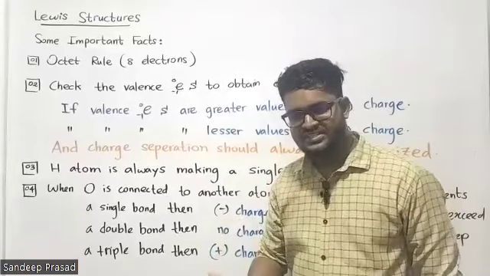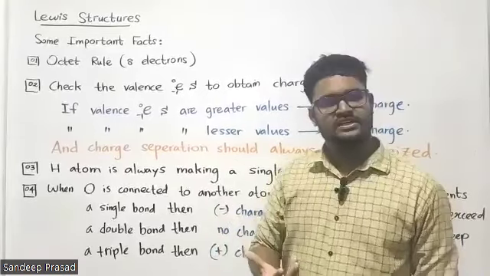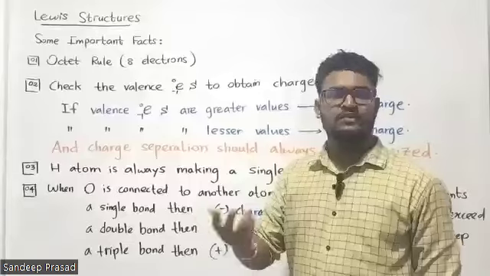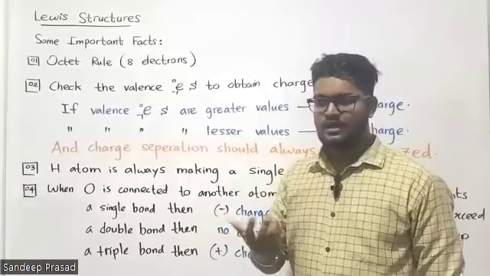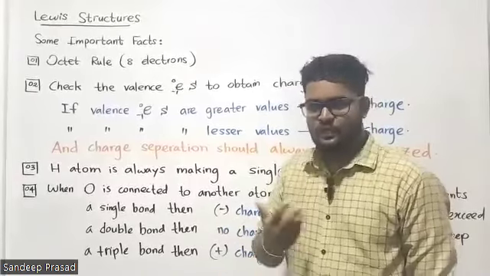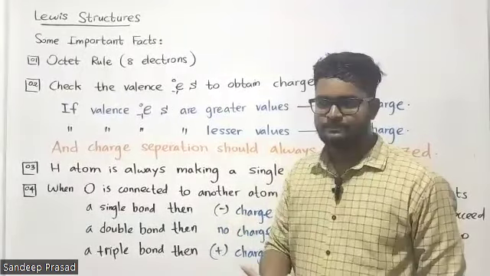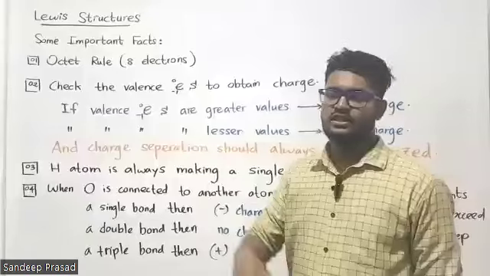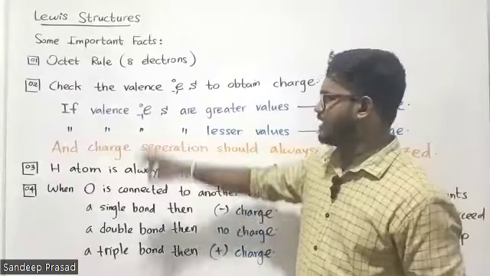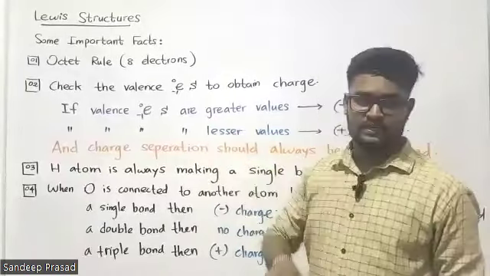If oxygen is given, we know that the valence shell contains 6 electrons. Sulfur contains 6 electrons. Carbon contains 4 electrons. Likewise, we know how many electrons exist in the valence shell of that particular atom. So therefore, you have to check the valence electrons.